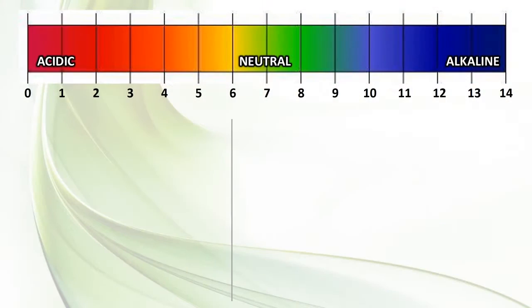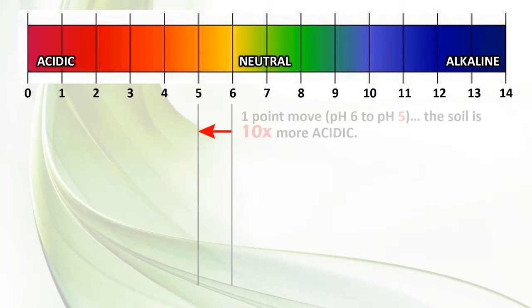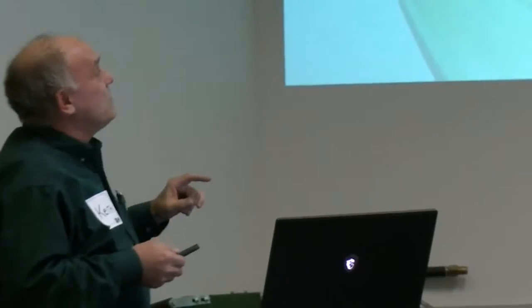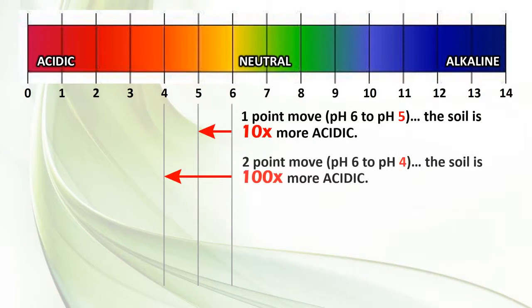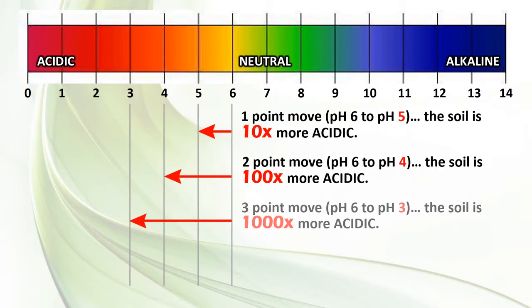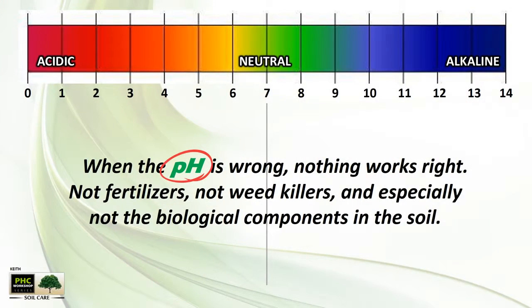pH is a logarithmic function. So the difference between 6 and 5 is actually a factor of 10. A lot of people think, oh, from 5 to 6, that's just 1 point. That's not a big deal. It is a big deal because it's a factor of 10. But it even gets more interesting because it's 10 times 10. So the difference between 4 and 6 is 100 times. The difference between 3 and 6 is 1,000 times. So pH becomes very quickly a really major point.